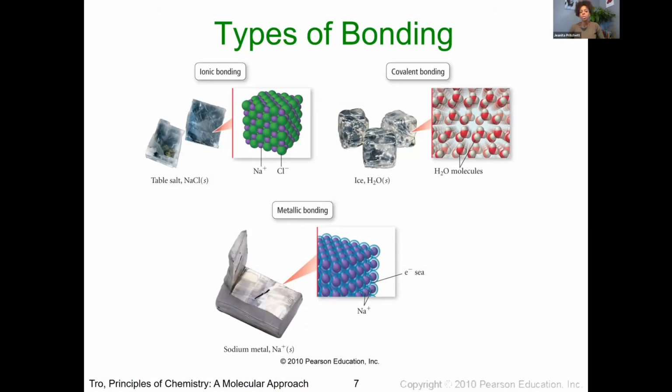Pictorially, you can see all three of those different types of bonds shown here. Ionic bonds, if you remember this picture from chapter 3, don't exist as individual molecules. Instead, you have repeating positive and negative species, a crystal lattice structure. In covalent bonding, we do have discrete individual molecules. And with metallic bonding, you end up with a sea of electrons hovering around the cation core.